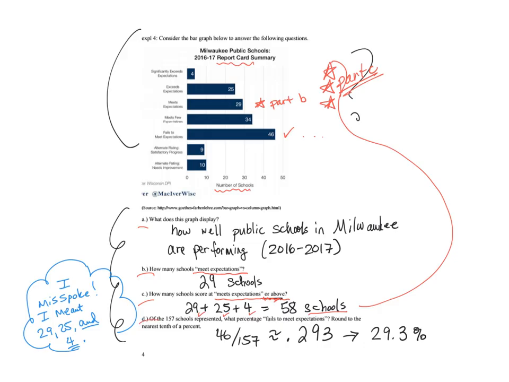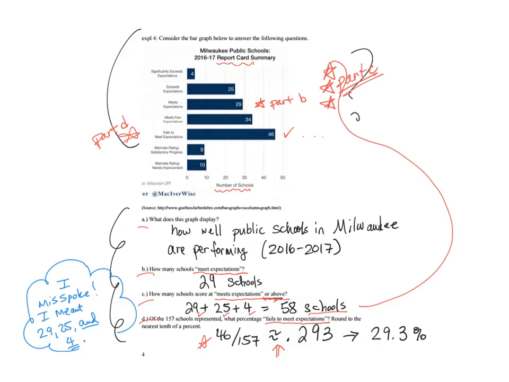Letter D. It says of the 157 schools represented, what percentage fails to meet expectations? And once again, I put that in quotes so that you would know that you're looking for that particular phrase. And let's write it over here. That looks like there is just one bar here, 46 schools out of 157. And so when I do my math, I divide those two. I did round. And so please, when you round, put an approximately equal sign.